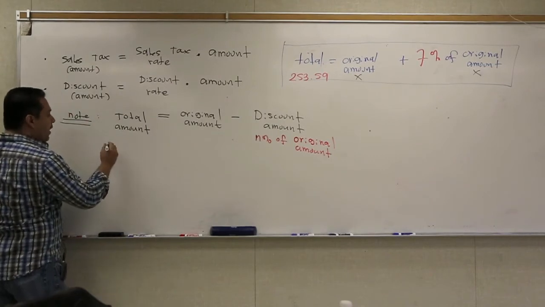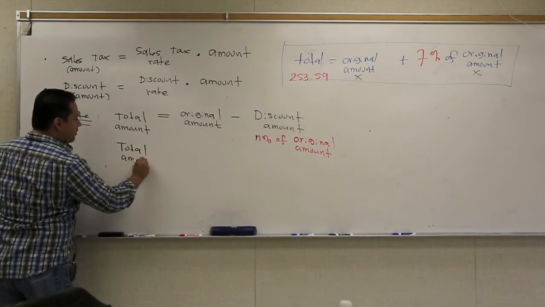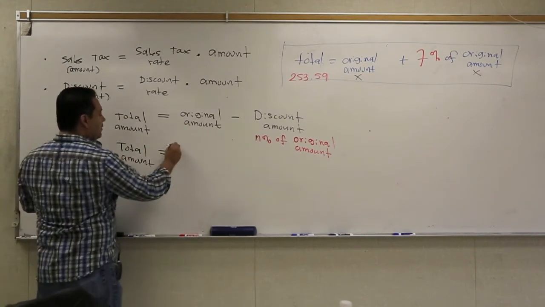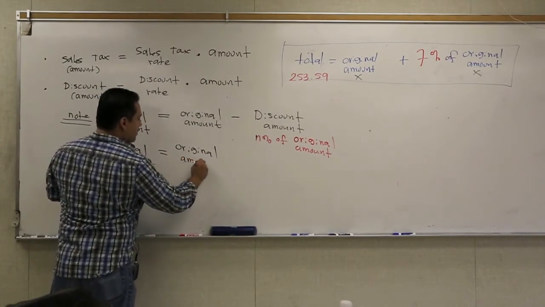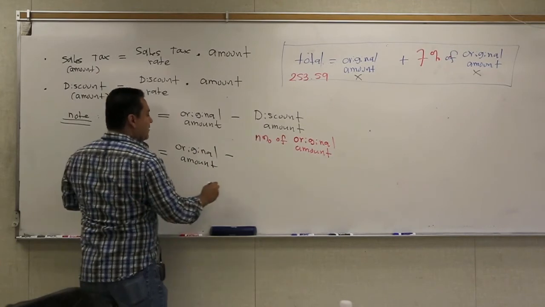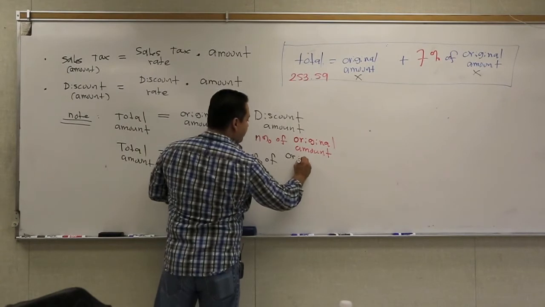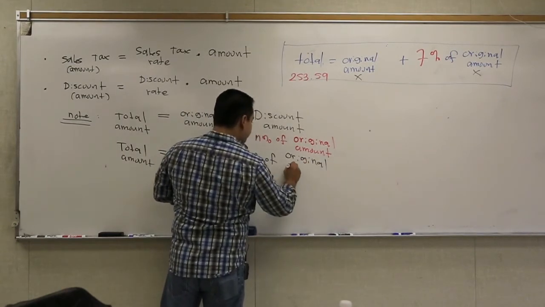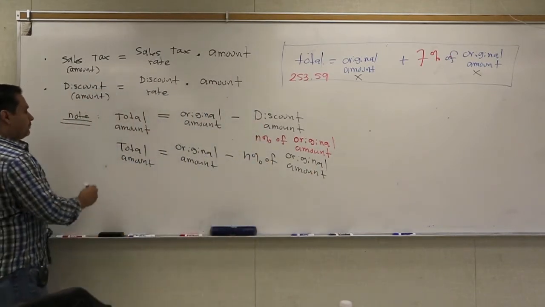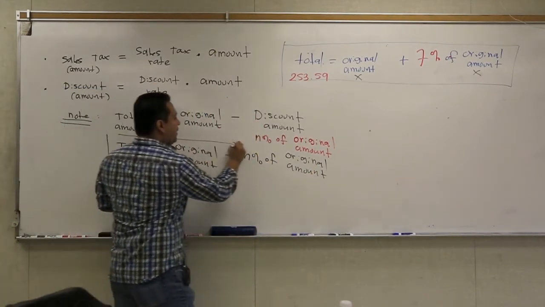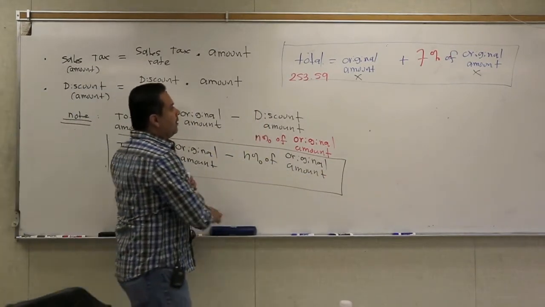So really this equation can be clearer if I wrote total amount equals the original amount minus the n% of the original amount. So the model we're going to work with here in a discount scenario looks like this. Okay?